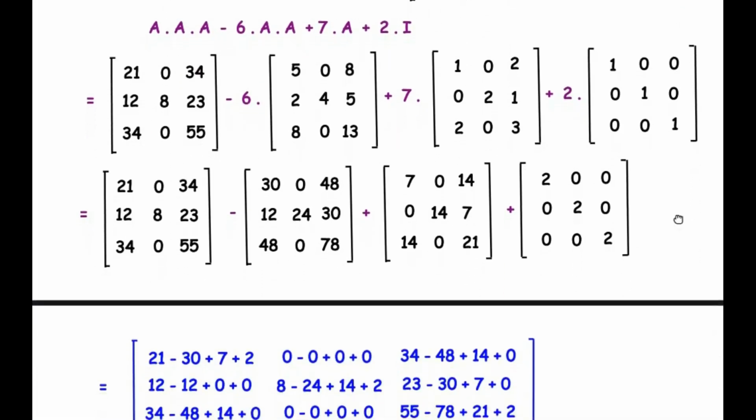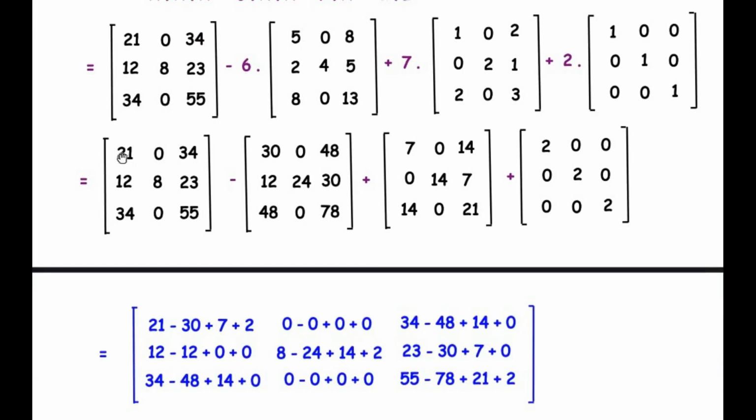So here, simplifying it, we have written, taking the first elements first, that is 21 minus 30 plus 7 plus 2. Now the second elements, that is 0 minus 0 plus 0 plus 0. Now the third elements, that is 34 minus 48 plus 14 plus 0. Now similarly performing it for the second row and third row, we get these elements.